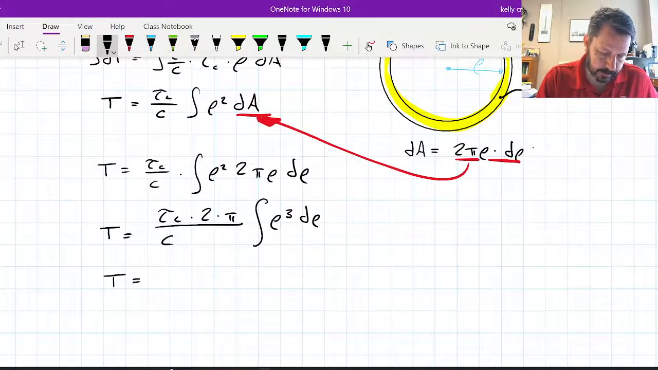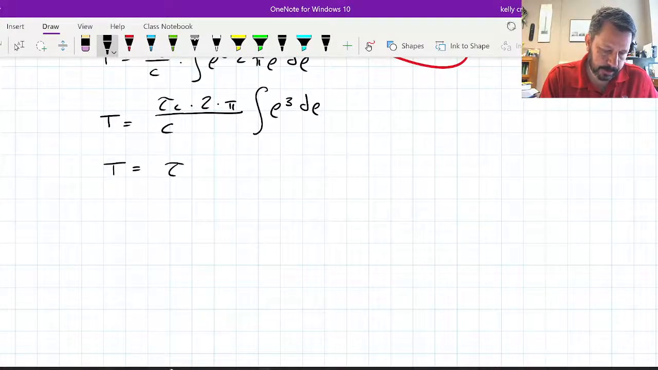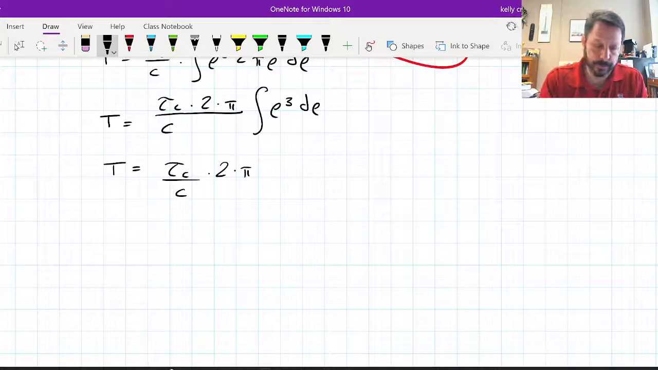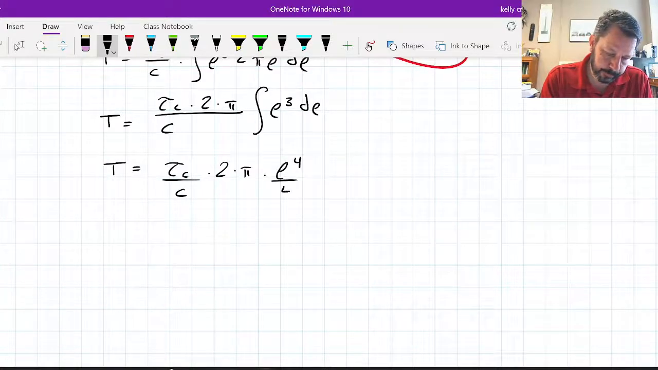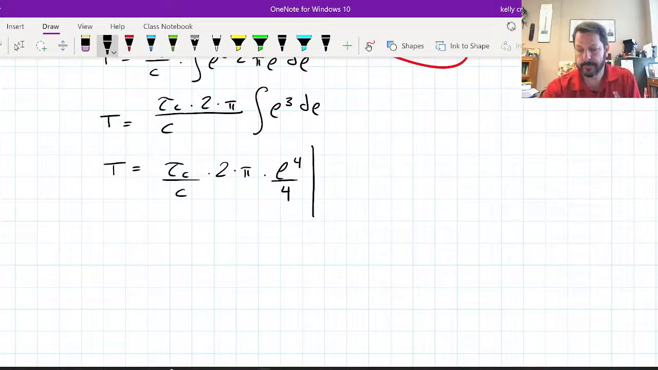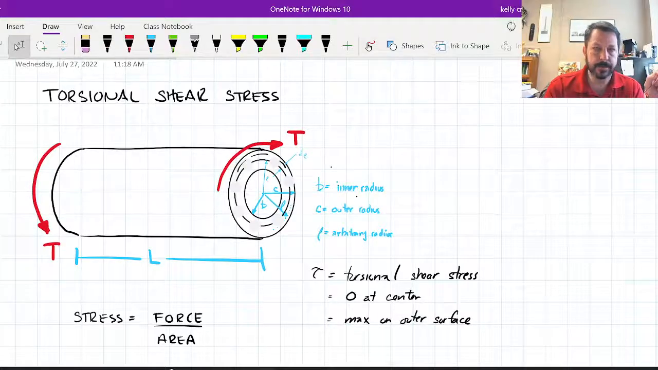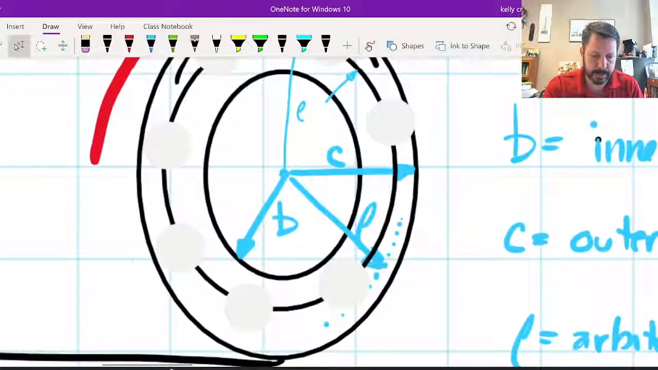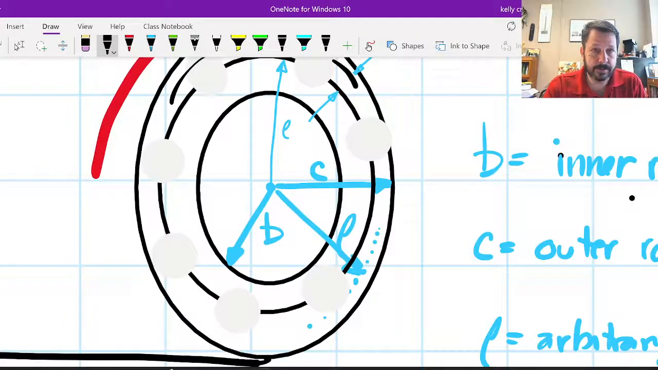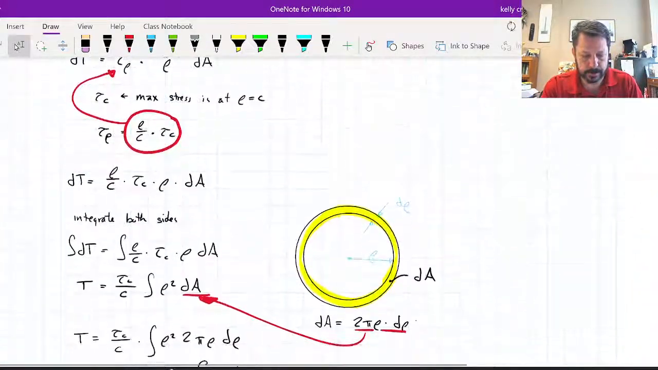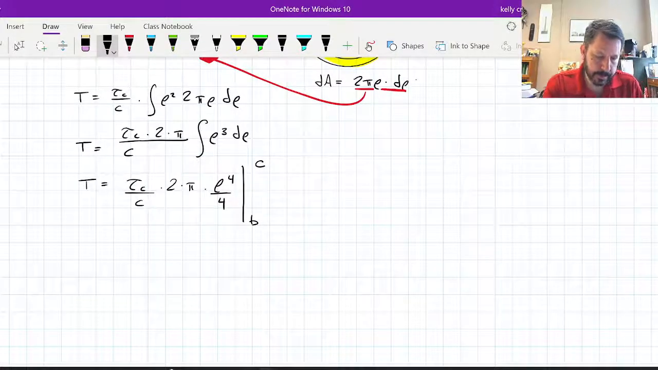So T equals maximum shear stress over outer radius, 2 pi. The integral of rho cubed d rho is rho to the fourth over 4. And then we will evaluate this from whatever our inner radius is, which way back up here we said was b on this picture right here. So from whatever the inner radius is, which could be 0, all the way out to the outer radius, which we labeled c. So those are going to be the limits on our little integration, from b to c.